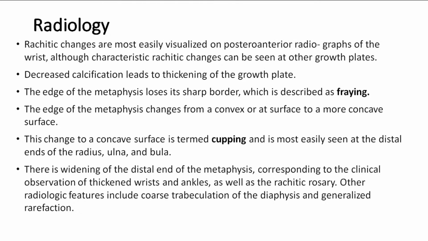Radiology, X-ray tests. Rachitic changes are most easily visualized on posterior radiographs of the wrist, although characteristic rachitic changes can be seen at other growth plates. Decreased calcification leads to thickening of the growth plate. The edge of the metaphysis loses its sharp border, which is described as fraying.